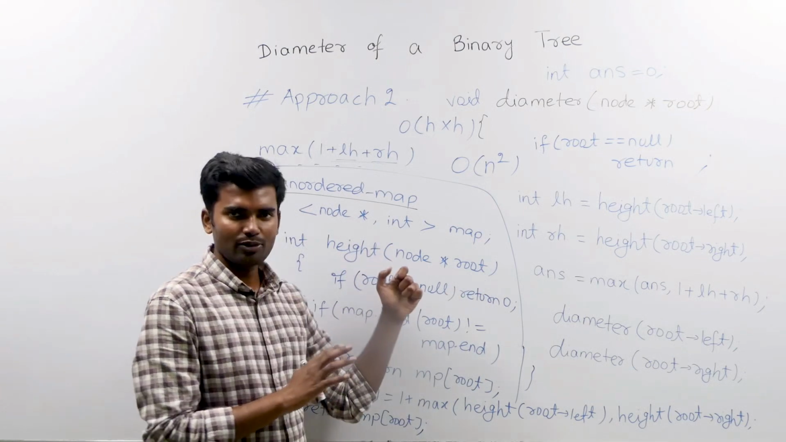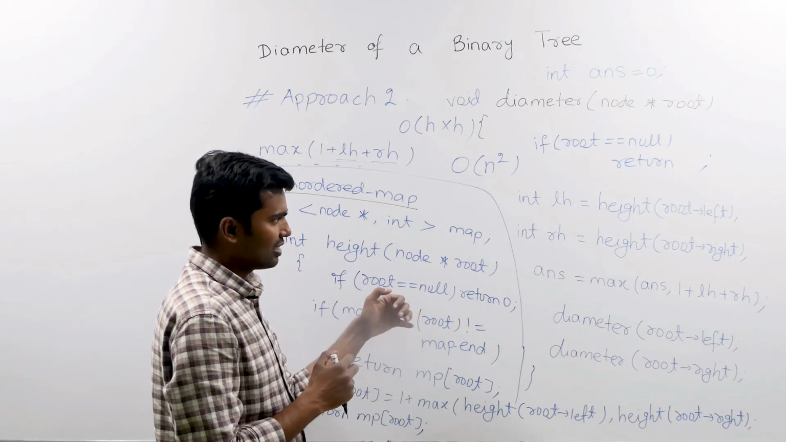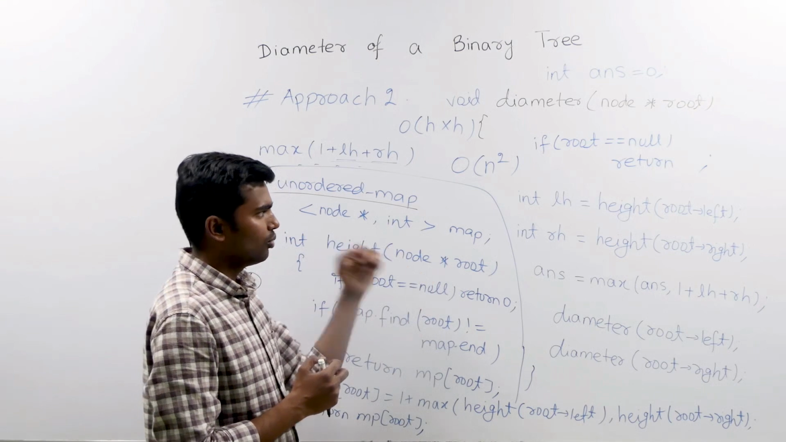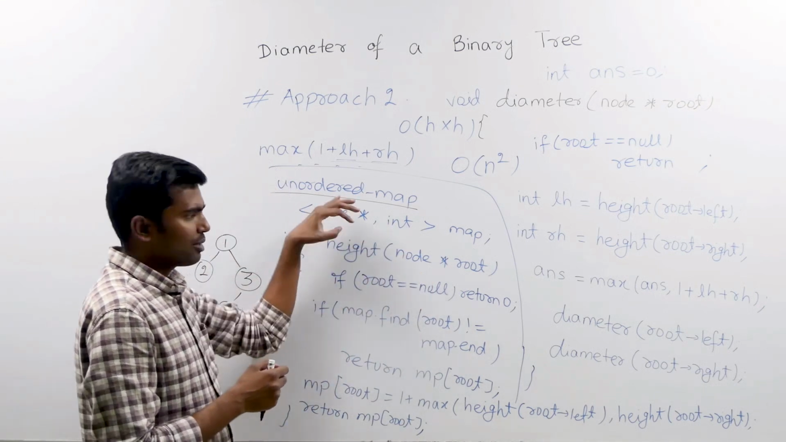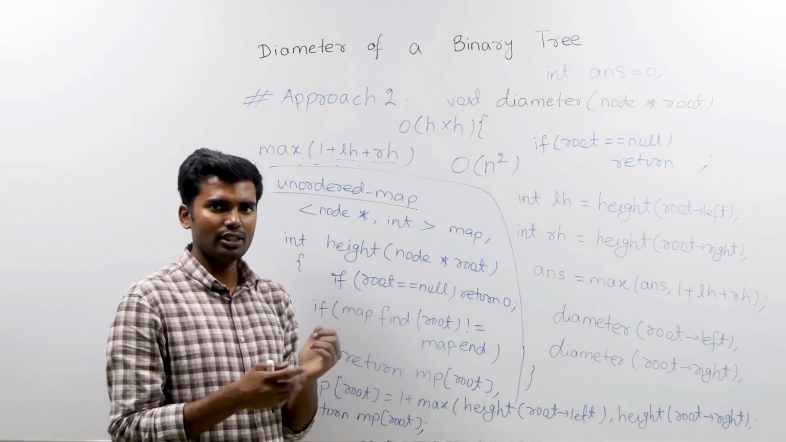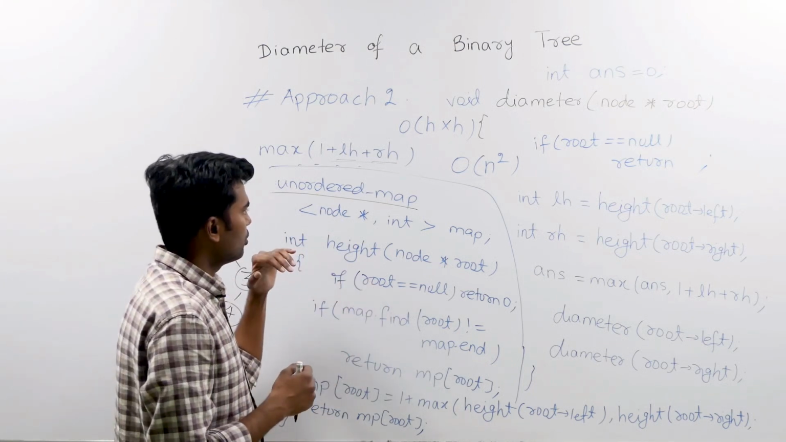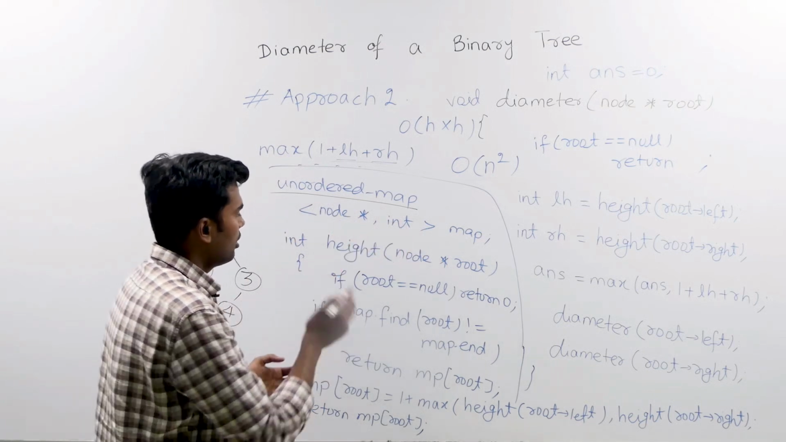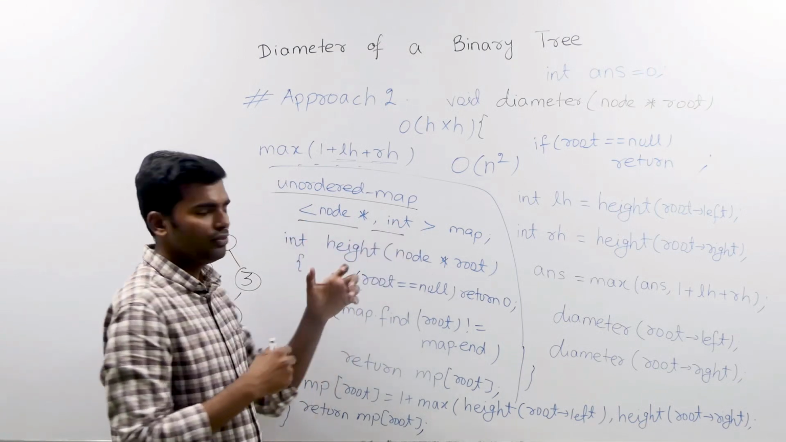By the way, I'm using C++ for the implementation, but if you use Java or Python, then the logic is the same and the syntax is just a little bit different. I hope you can understand the syntax as well. Okay, so we have a hash map, and in a hash map we can search, delete or insert a key-value pair in constant time, right? So this hash map is storing the height of every node. The key is the pointer to the node and the value is the height of that node.